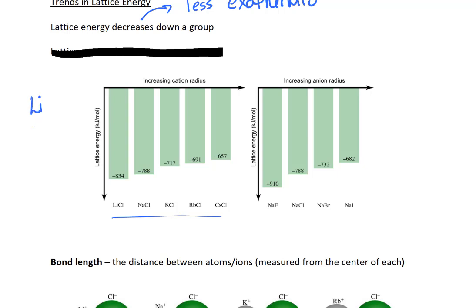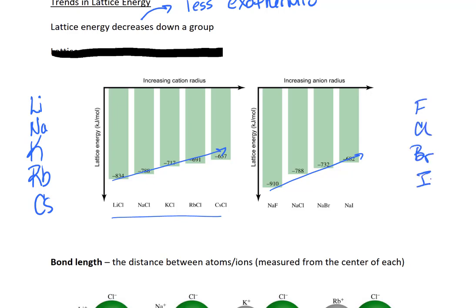So it's lithium, sodium, potassium, rubidium, and cesium. And as we go down a group, what we're seeing in this trend is that the lattice energy is becoming smaller. So it's going closer to 0, right? So it's less exothermic. The same thing is going to be true over here if we change to the halogen group, where the order is fluorine, chlorine, bromine, and iodine.